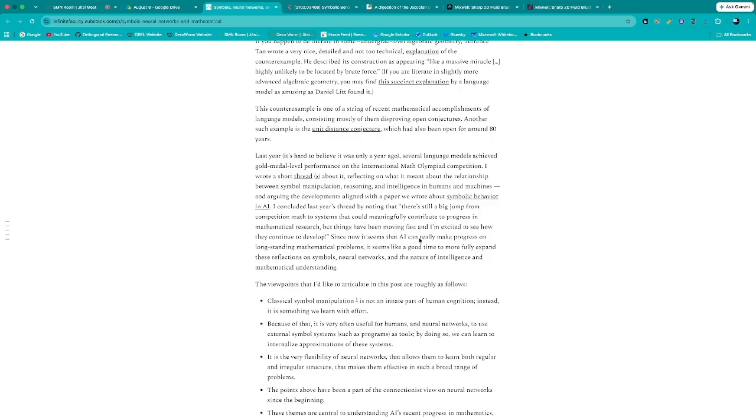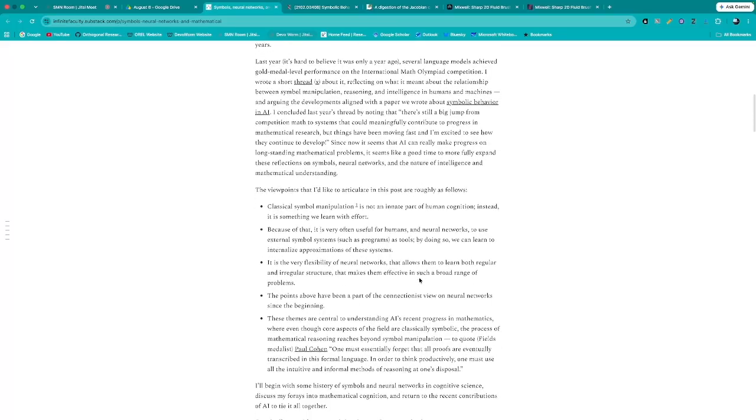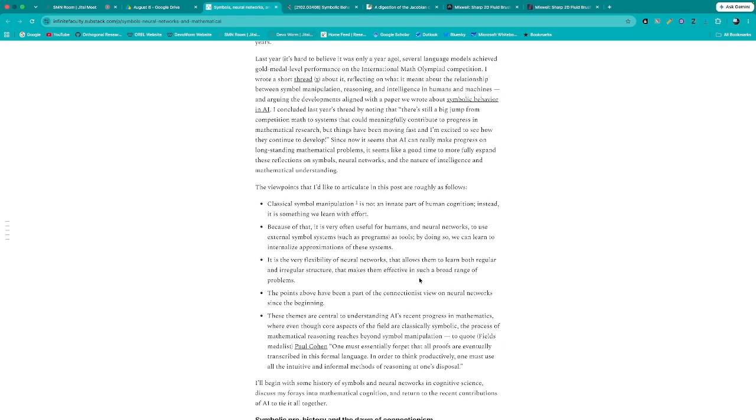Since now it seems that AI can really make progress on long-standing mathematical problems, it seems like a good time to more fully expand these reflections on symbols, neural networks, and the nature of intelligence and mathematical understanding. So there are a couple of points that are going to be articulated in this post.